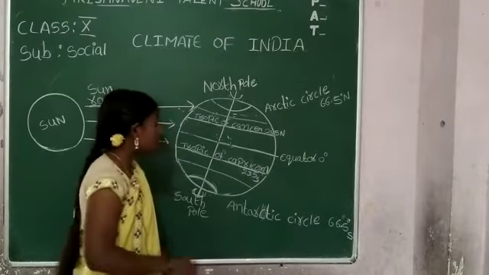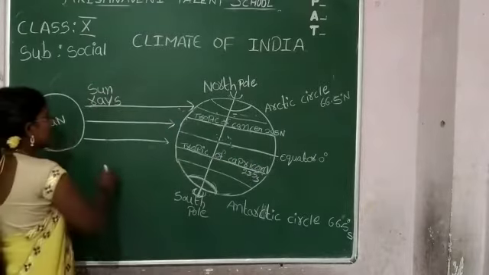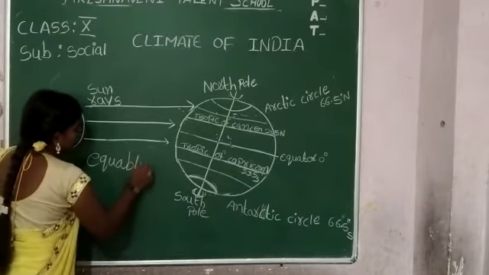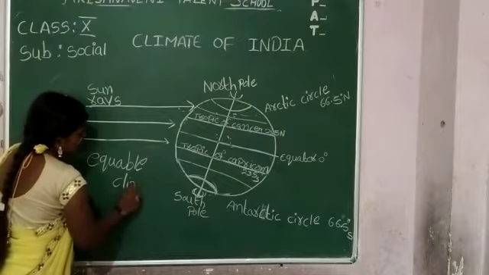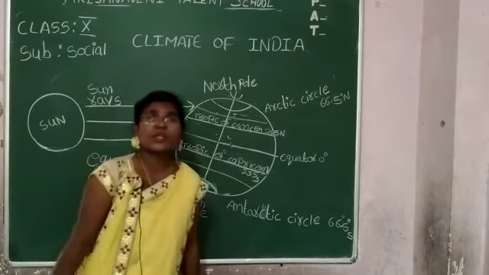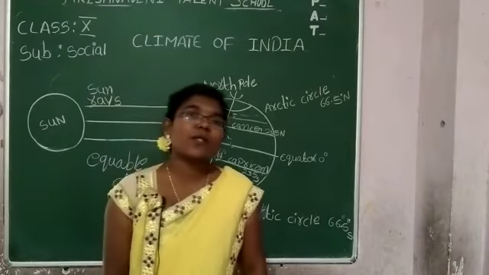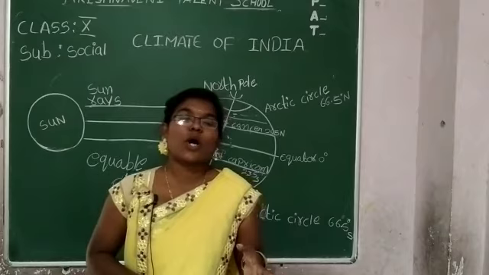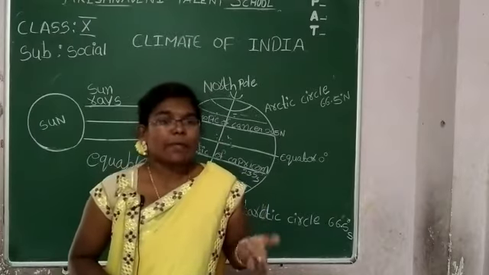That climate situation is called equable climate. Why? Because day and night are in the same climate situation. There is no change. In summer and winter also there is no variation. So that climate we call equable climate.